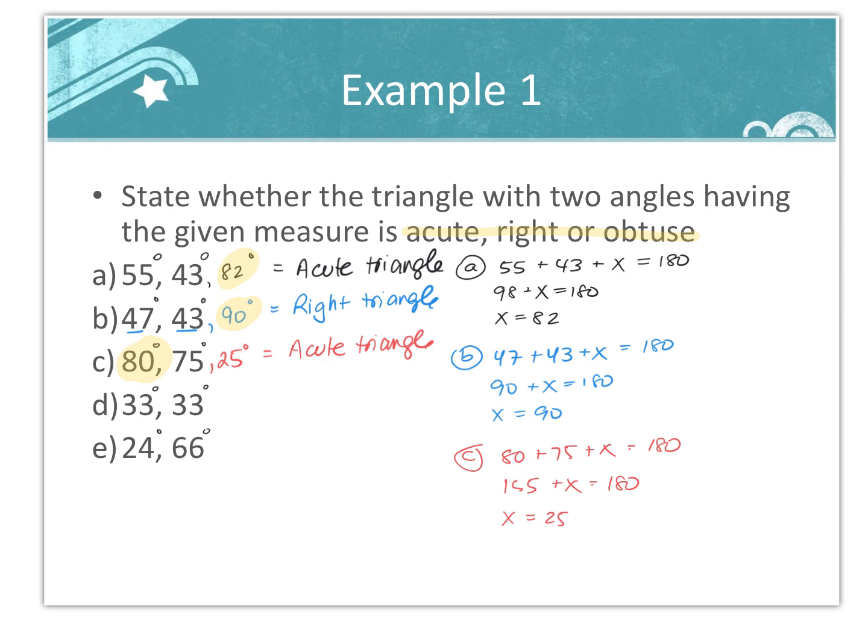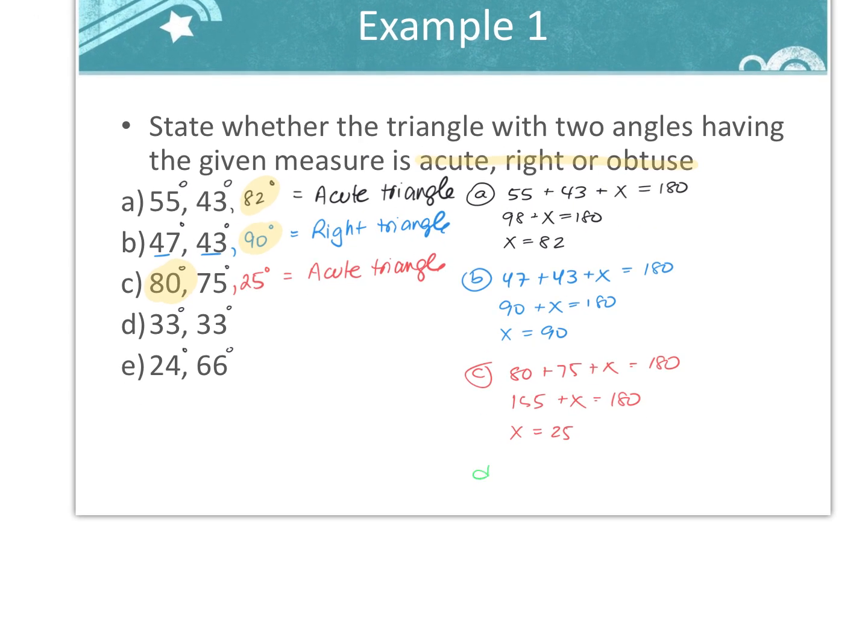Again, I'll keep going. I'll go to D here. In D, I have 33 plus 33 plus x is 180. 66 plus x is 180. X is going to be 114 degrees. So my third angle, sorry, is 114 degrees. Again, I identify the larger one. 114 is an obtuse angle, and so this is an obtuse triangle.